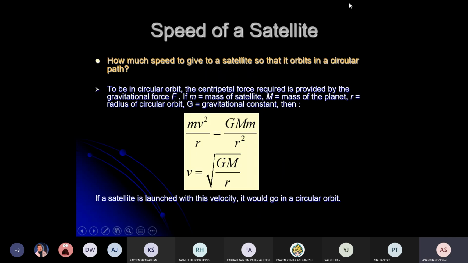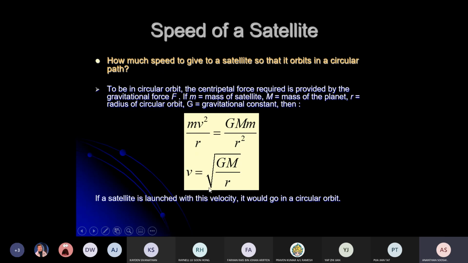Now, what speed is required to launch the satellite? How much speed to give a satellite so that it orbits in a circular path? Again, the equation to be equated is that the gravitational force between the satellite and the Earth must be equal to the centripetal force of the satellite. In this case, we use mv squared over r because we want to get the orbital speed v, instead of mr omega squared, because we don't have the orbital speed. So we put the v here. So mv squared over r is to be used.